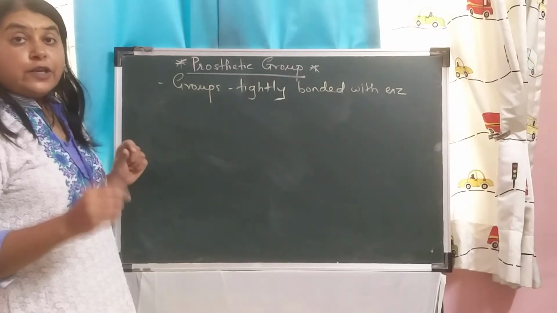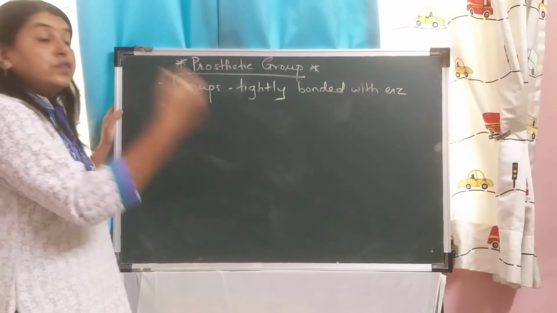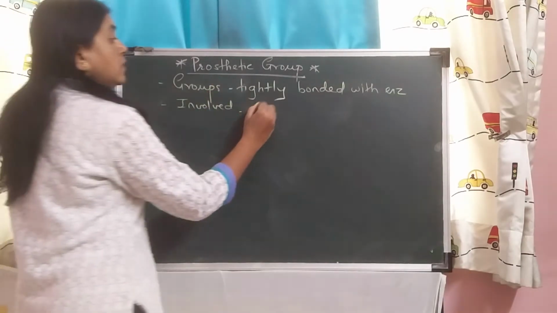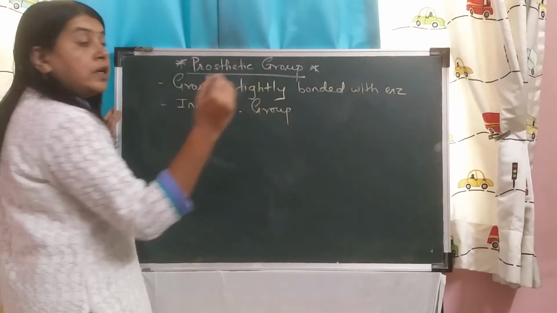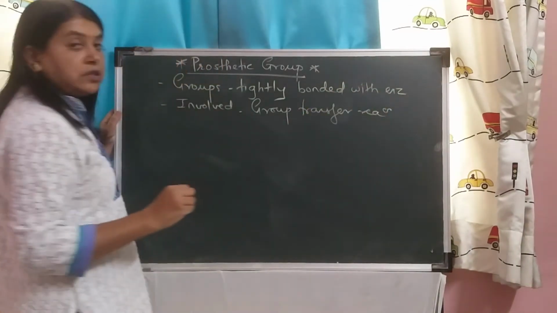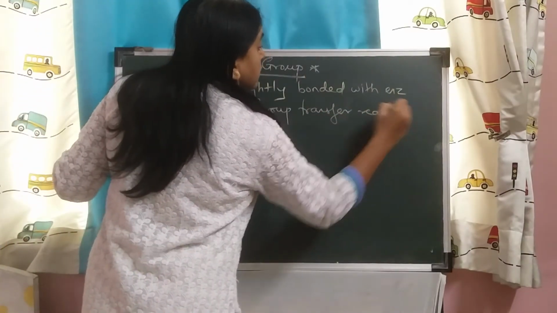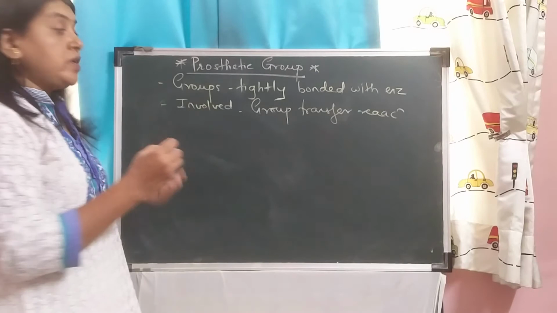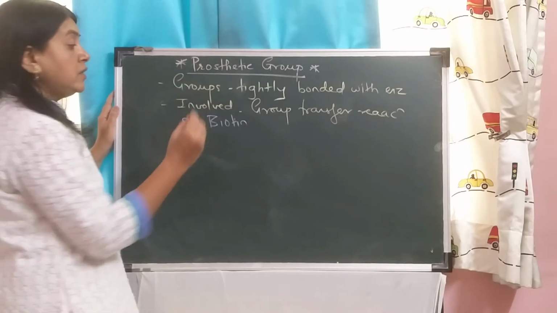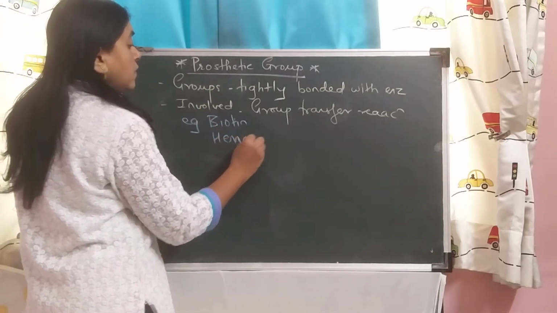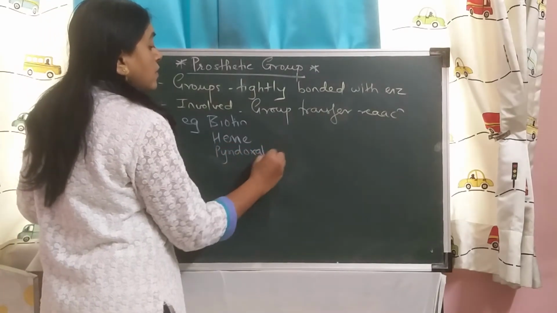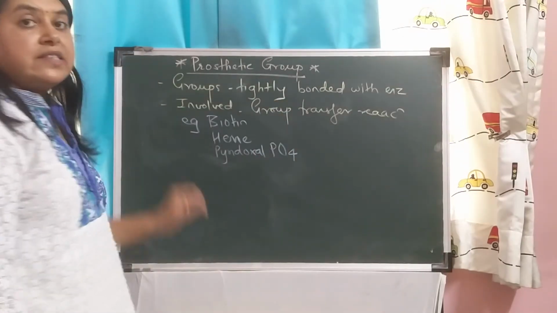And the prosthetic groups are involved in group transfer reactions. The examples of prosthetic groups are biotin, heme, pyridoxal phosphate. Okay.